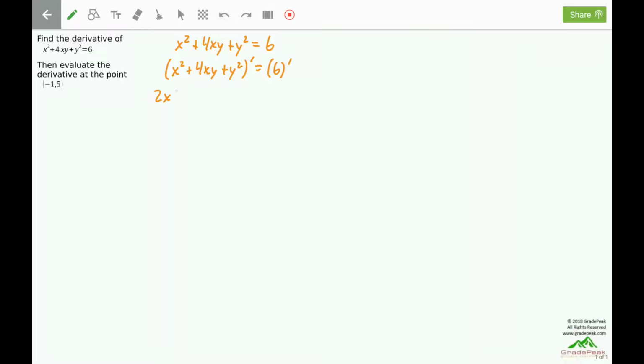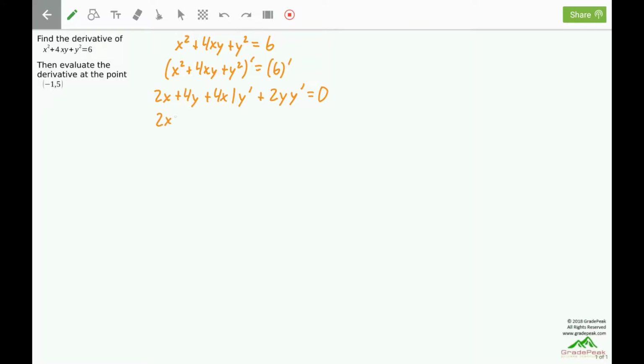The derivative of the first, the 4x, will be a 4 times the second left alone, y, plus the first left alone, 4x, times the derivative of the second. The derivative of y is 1, but then because it's a y term, we get a y prime every time we take the derivative of a y term. Plus, the derivative of y squared will be a power rule, bring down the power, subtract 1 from it, but because we just did the derivative of a y term, we again get a y prime. On the right side, we have the derivative of 6, which will be a 0.